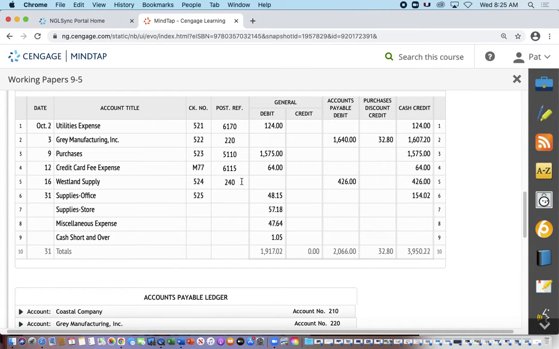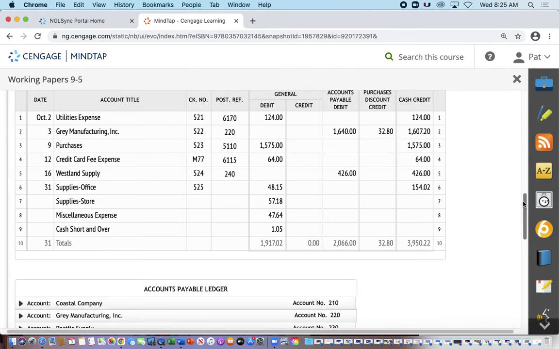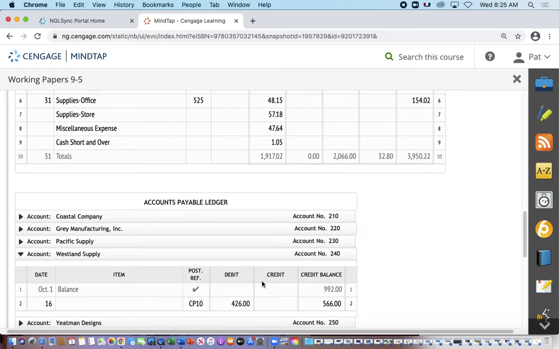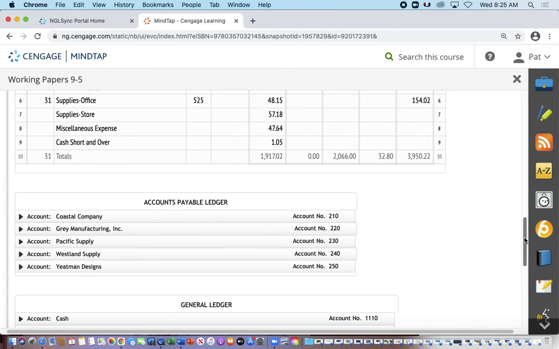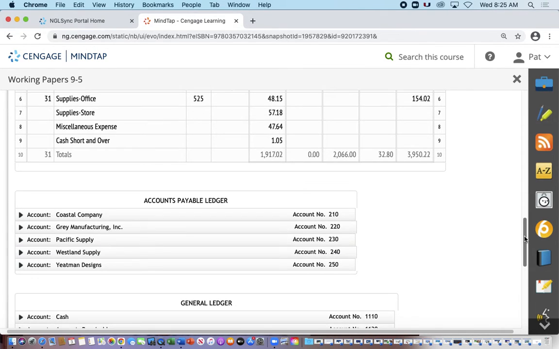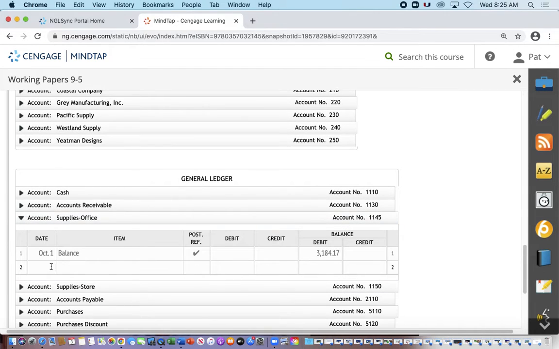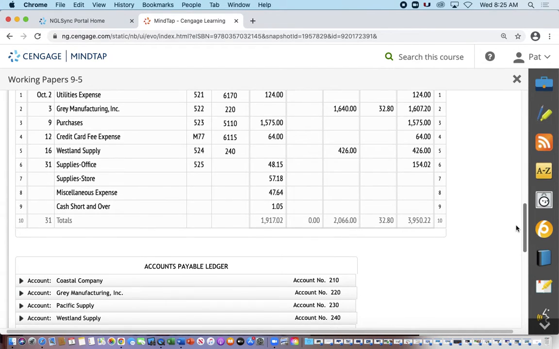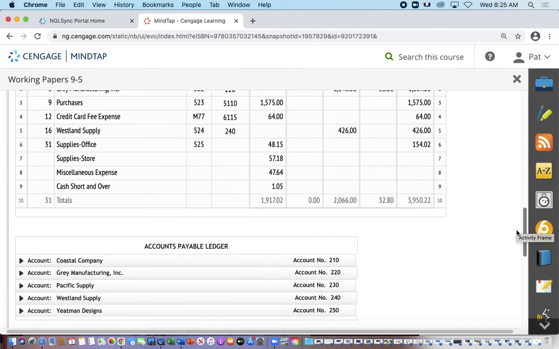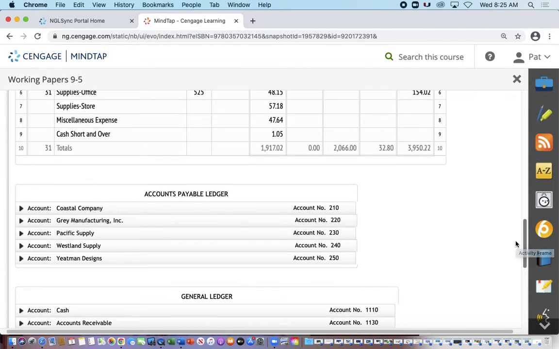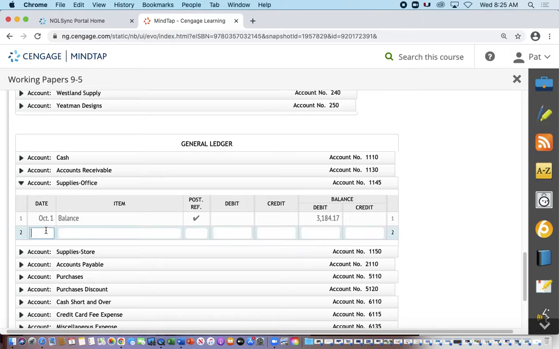So now you can see we posted 5 of them, right? Okay. Now we got to post these expenses. That's not really all expenses, but it's from the petty cash. So October 31st, supplies office, $48.15. So the 31st, because we do the petty cash thing at the end of the month, CP10.